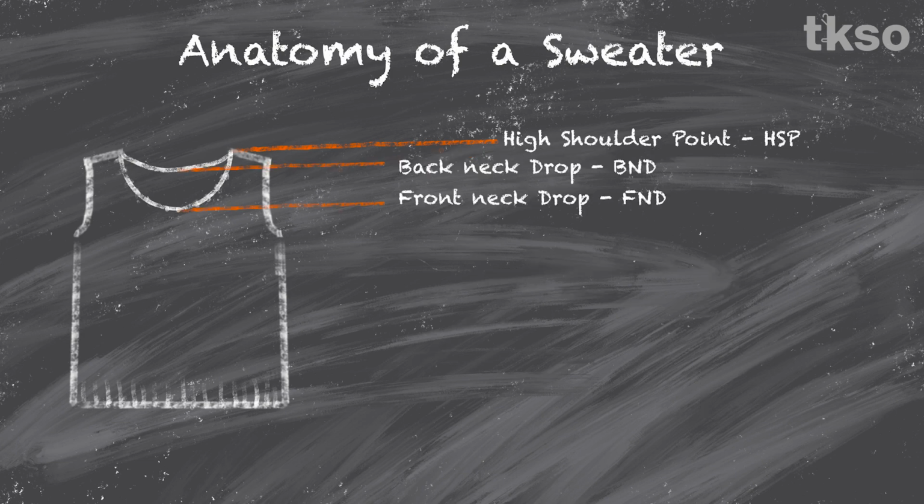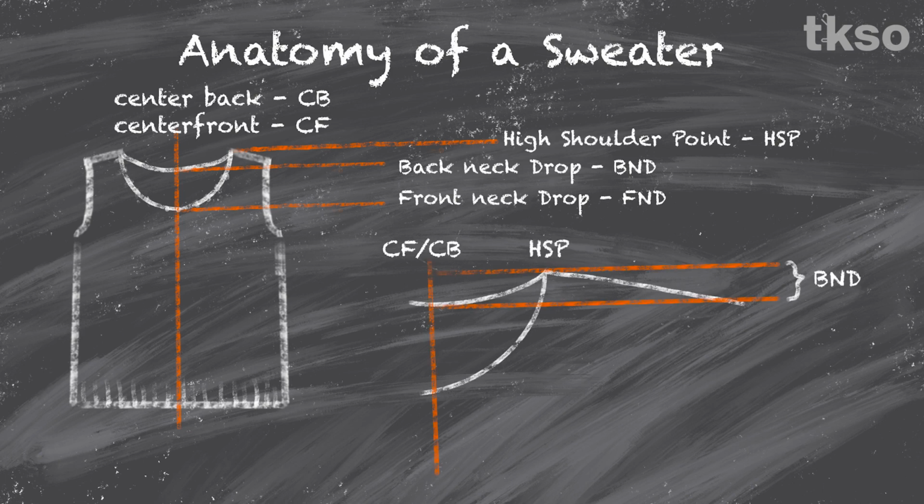Now we'll look at the front neck drop and back neck drop. I'm just going to add a vertical line right down the center of the garment, also known as the center back and center front. Find the point where the center back and the lowest point of the back neck opening connect. The distance between that point and the high shoulder point gives the back neck drop. Again, this doesn't vary a whole lot unless there is a design element that changes it, and it is usually 1/2 inch or 1 inch.